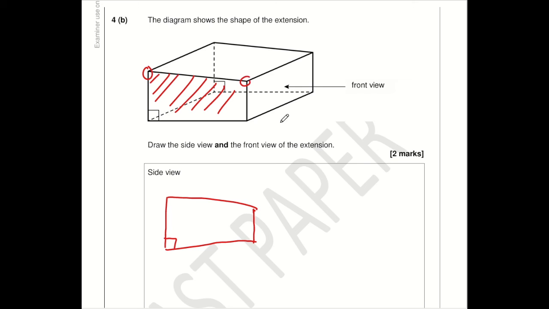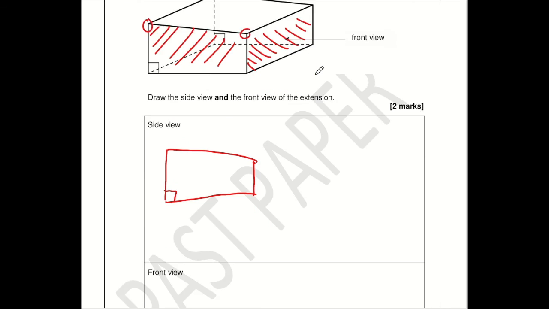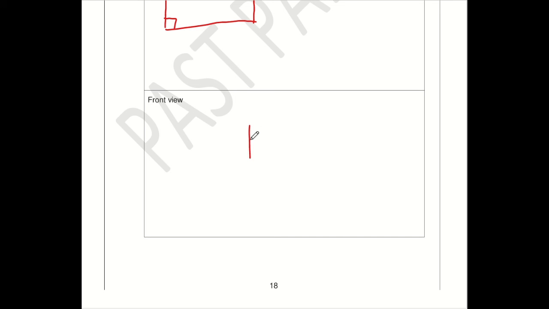And the front view, well, that is simply this part here, which as you can see is a rectangle. So the front view, all you need to do is draw a rectangle. Again, pencil and ruler would be best.